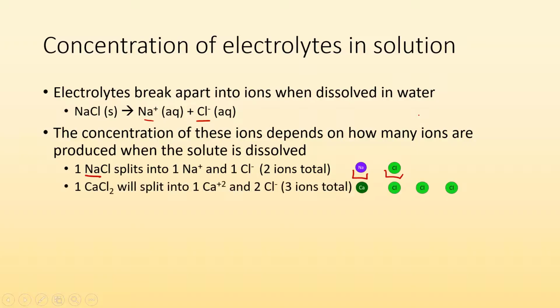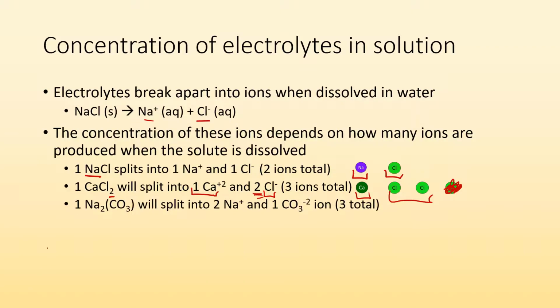If I had a different compound, though, like calcium chloride, well, notice it's CaCl2. It's going to split up to give me one calcium ion and two chloride ions. Oops, so two chloride ions. So it's going to give me a total of 3 ions, one calcium ion and 2 chloride ions.